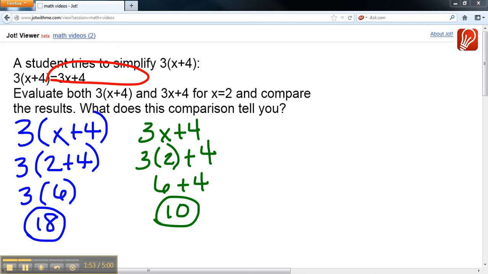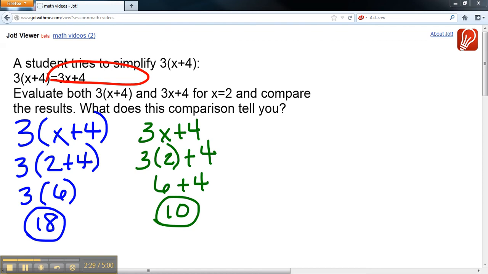And what does comparing those results and finding that they're not the same tell me? Well, if the student had simplified the expression correctly, we would have the same result, because the two expressions would be what we call equivalent expressions. They would represent the same value. Because our two expressions do not give us the same value when we evaluate for x equals 2, we know that it wasn't simplified correctly.